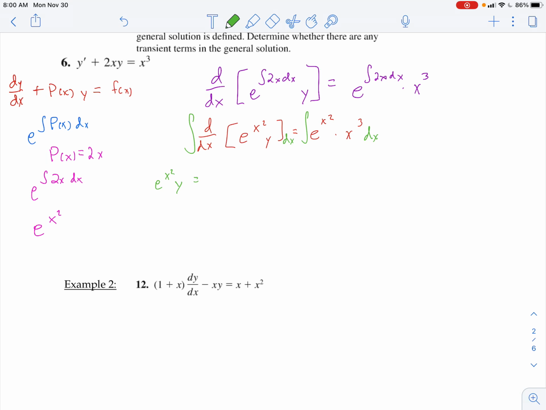Now, this is going to be integration by parts, but before I do integration by parts, what I do notice is I have e to the x squared. If I take the derivative of that x squared, it's going to be 2x. So I'm going to rewrite the integral on the right-hand side to be x times e to the x squared times x squared dx. All I did was I broke up that x cubed to be x times x squared. All right, and there's a reason why.